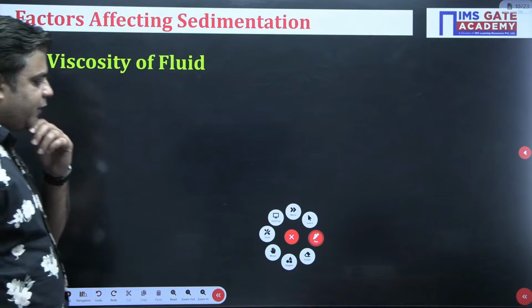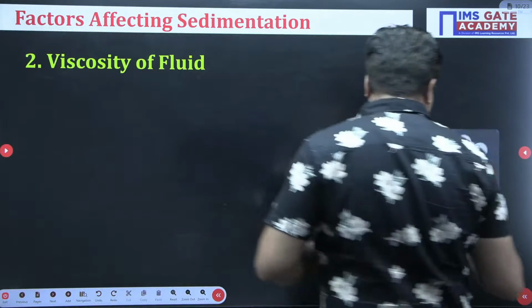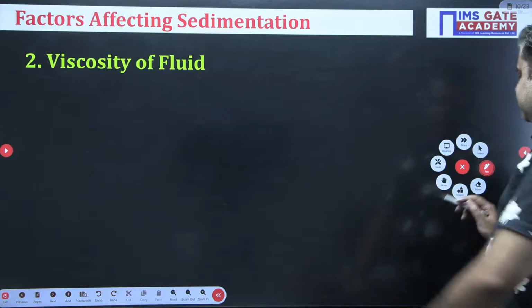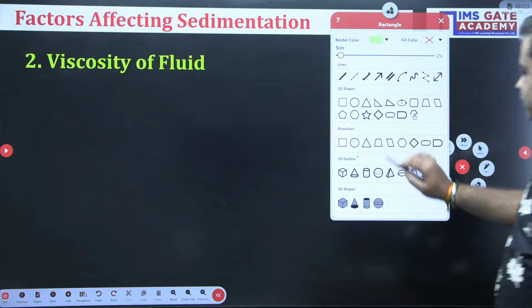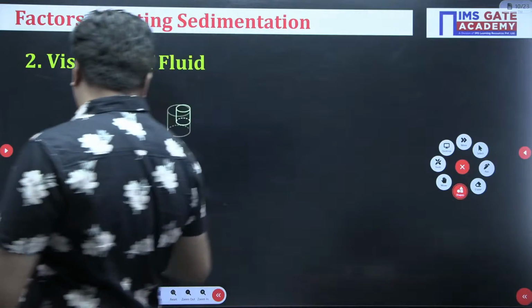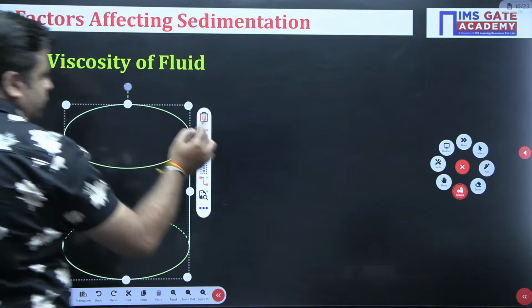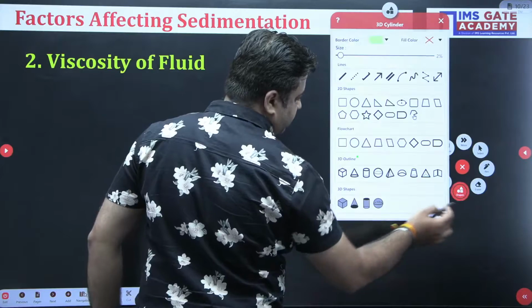Now comes the second factor. The second factor which affects the settling of the solid is the viscosity of the fluid. Now see this, my dear student. This is your first tank. This is your tank 1.